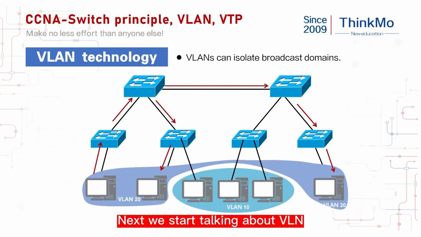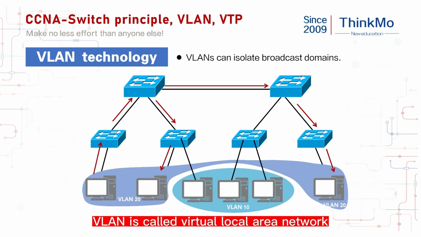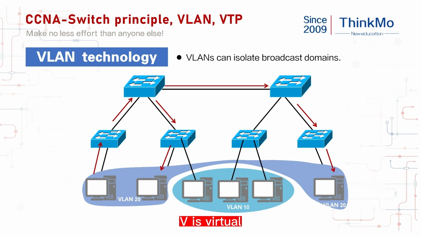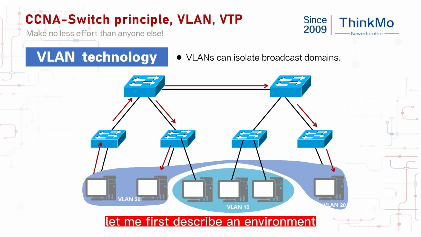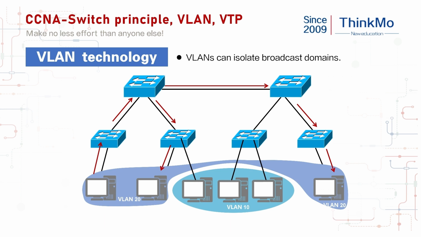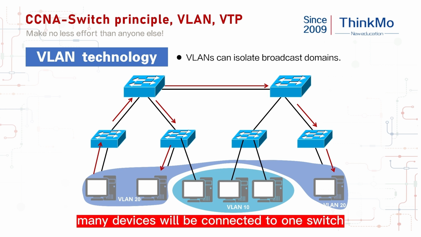Next we start talking about VLAN. VLAN stands for Virtual Local Area Network. V is virtual. LAN is local area network. Why do we have a virtual local area network? Let me first describe an environment. In the future, many devices will be connected to one switch. Suppose a switch is connected to 40 devices.